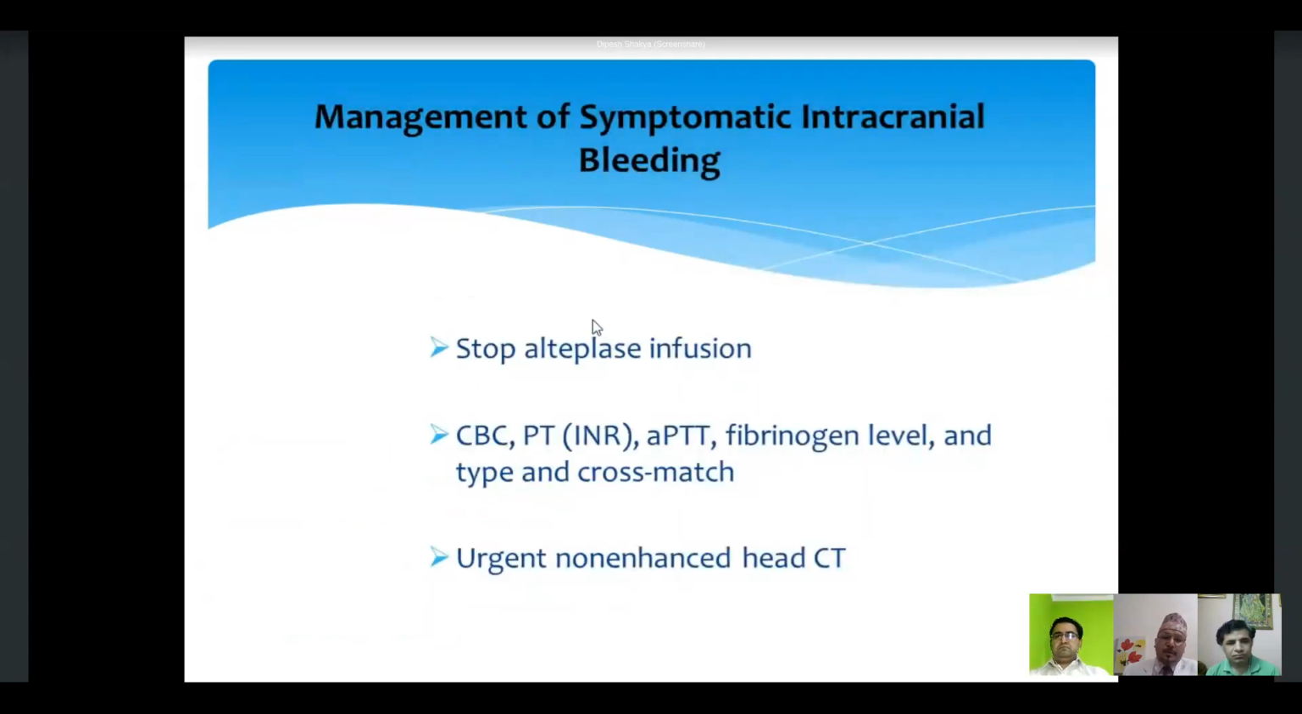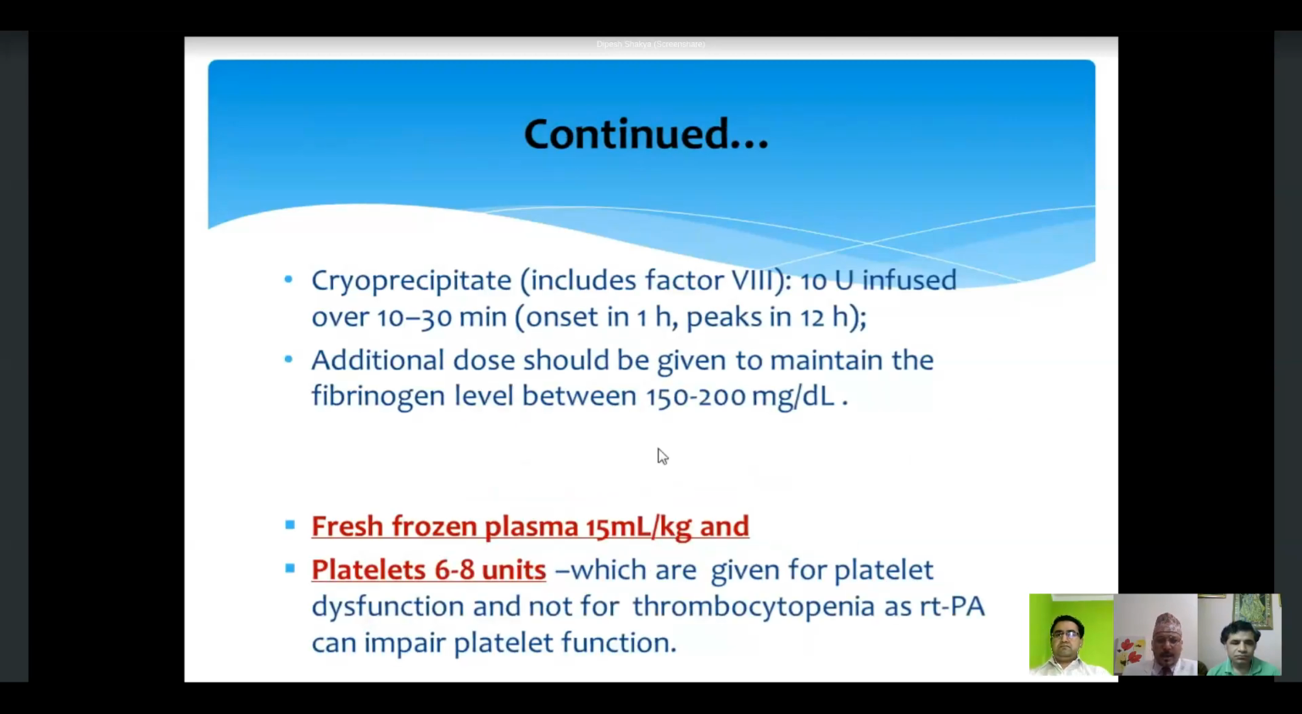So now we talk about the management of symptomatic intracranial bleeding. Stop the alteplase infusion at once. We send blood investigations: CBC, PT/INR, fibrinogen level, cross match, blood group type, and coagulation studies. An urgent non-enhanced CT scan should be done. Give cryoprecipitate, 10 units infused over 10 to 30 minutes. Additional doses should be given to maintain the fibrinogen level above 150 to 200 mg.